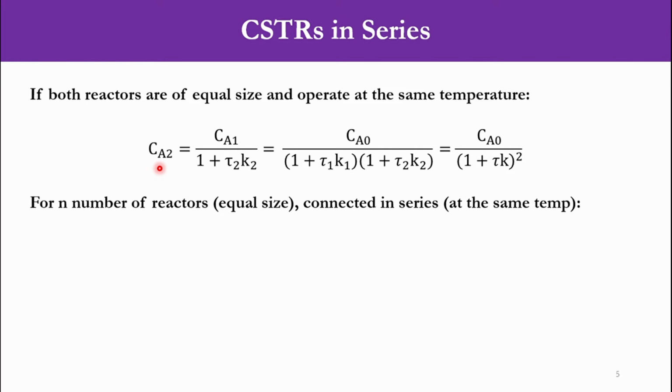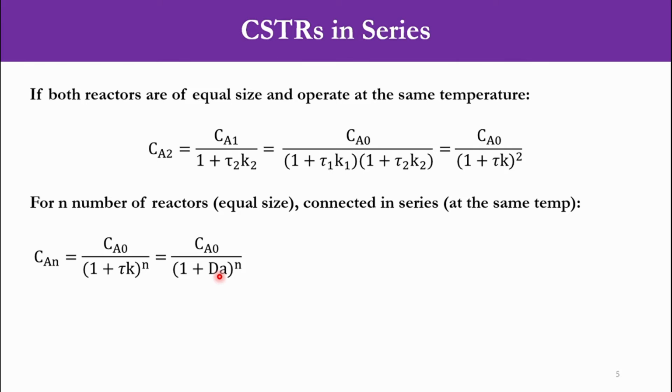Similarly, in the same way, if there are n number of reactors of equal size, connected in series and operating at the same temperature, reactor 1, reactor 2 up to reactor N, then CaN is Ca0 over (1 plus tau k) raised to power N. Now you can see the 2 is replaced by the value N, and that tau k we can call the Damkohler number.